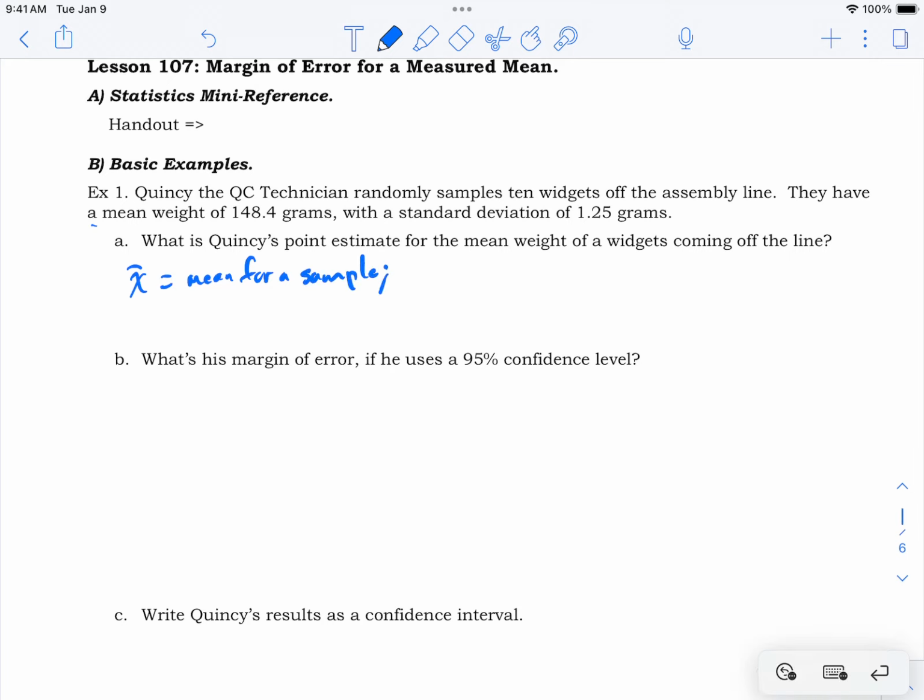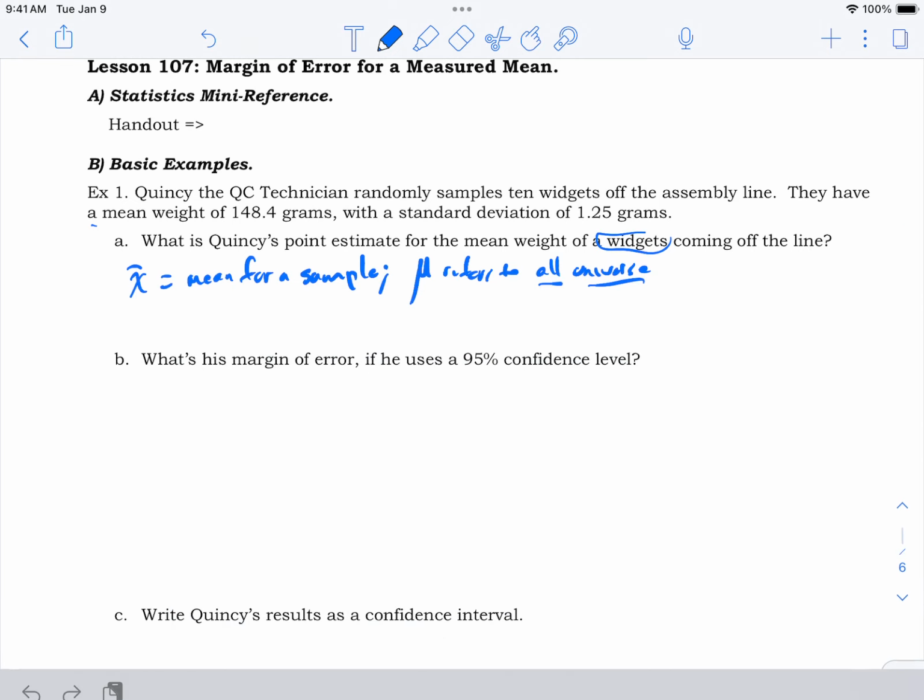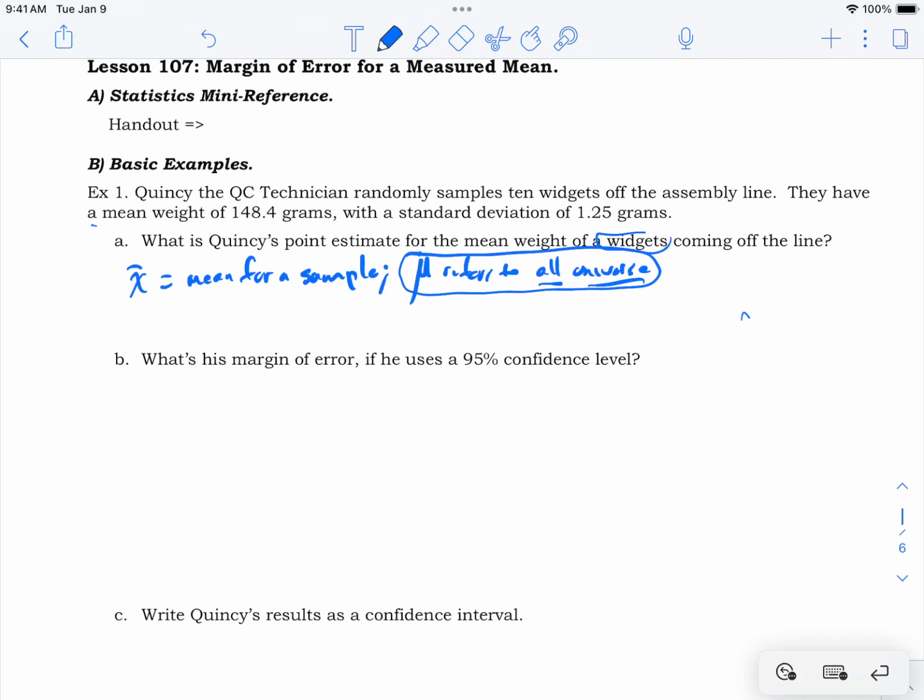By the way, this mu that we used to use for a mean refers to all of the universe. The whole universe, okay? So in other words, we're talking about widgets here. All the widgets in the universe, the mean weight of those, you would use a mu to refer to the mean weight of all the widgets in the universe.